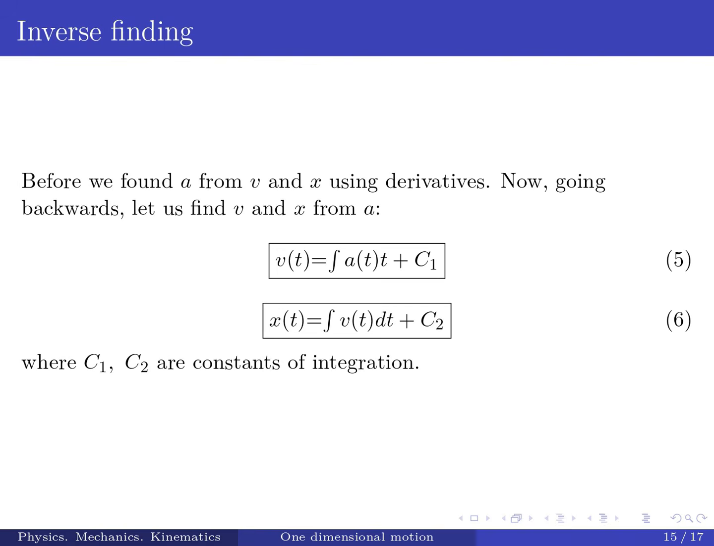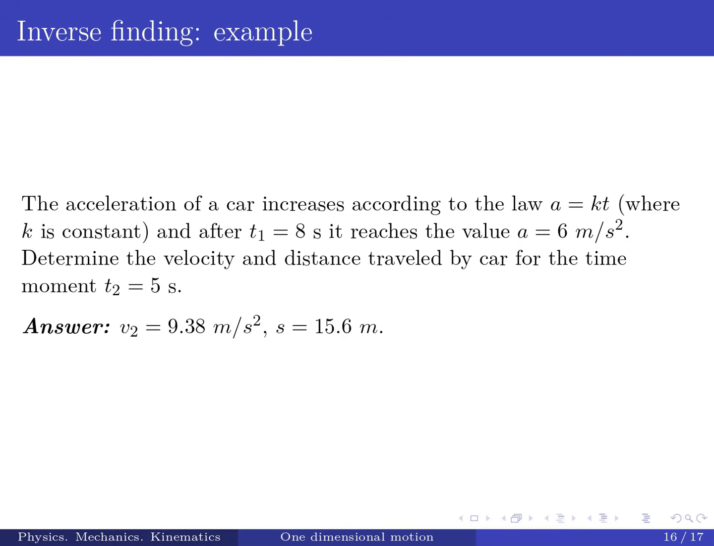Let us now turn to the final topic of this lesson. Before, acceleration was found from velocity, and velocity from position. Now, by applying integral calculus, this process can be reversed. Velocity can be found from the acceleration function and position from the velocity function. The corresponding formulas are given in equations 5 and 6, where C1 and C2 are the constants of integration. Once again, an example exercise related to the topic of inverse functions is provided here to help reinforce your understanding.